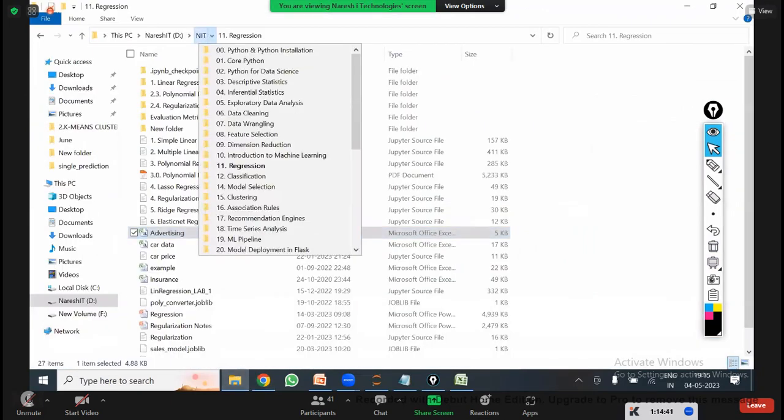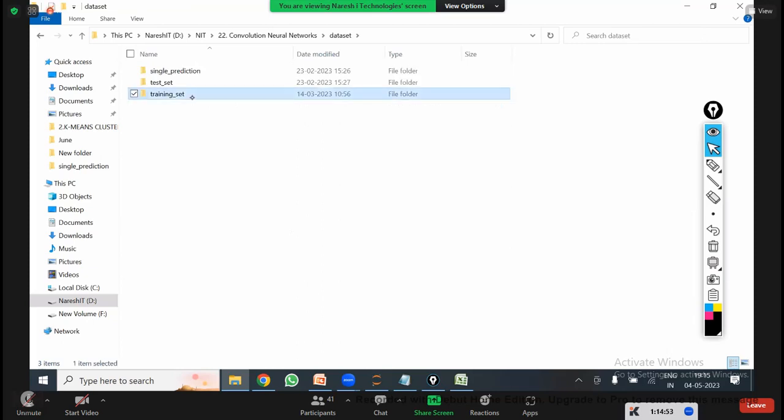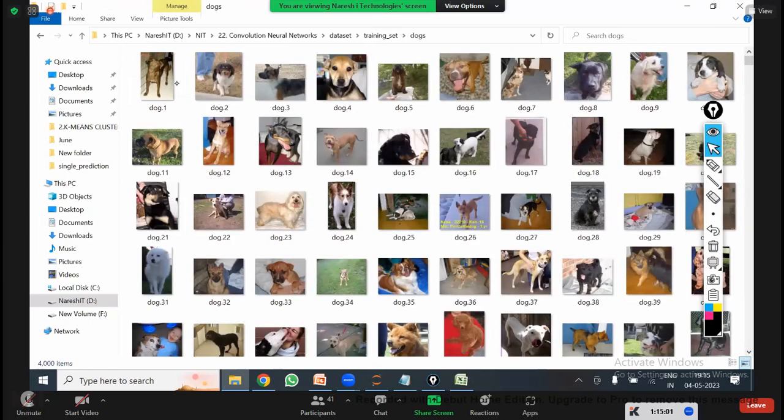Okay, this is called convolutional neural networks, which is part of artificial intelligence. This is the data set. Here, training data is used for the machine to learn, for training purposes. In this, I have dogs and cats. I have the dog images, total 4,000 images.